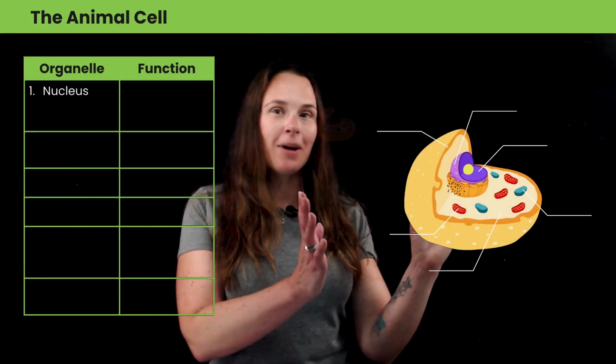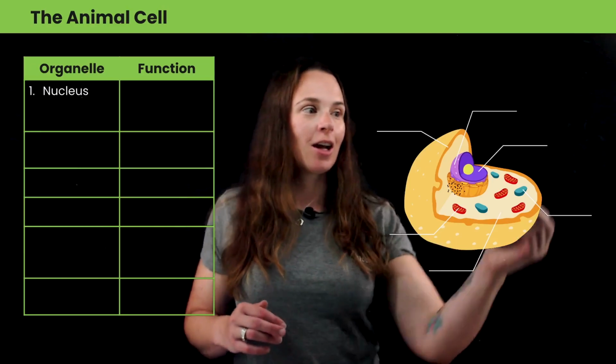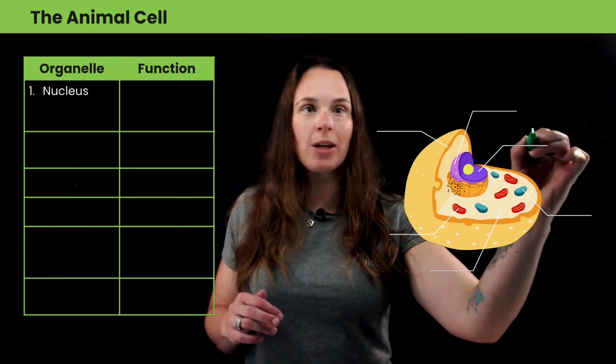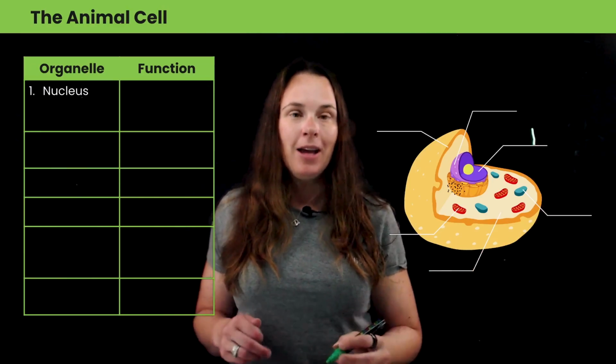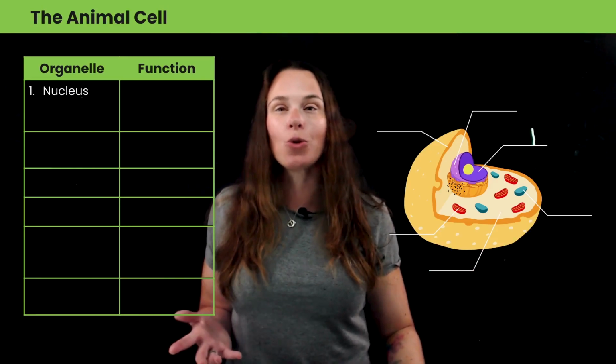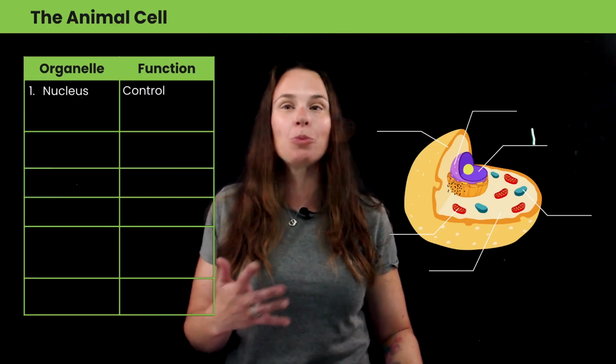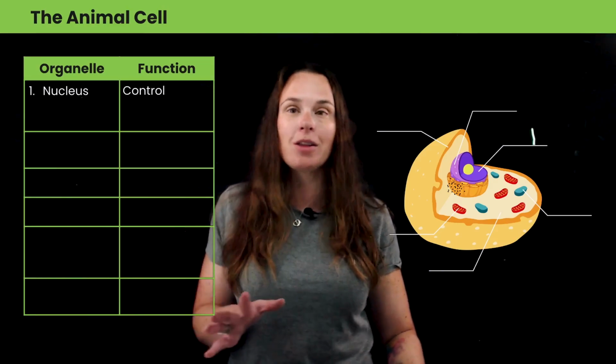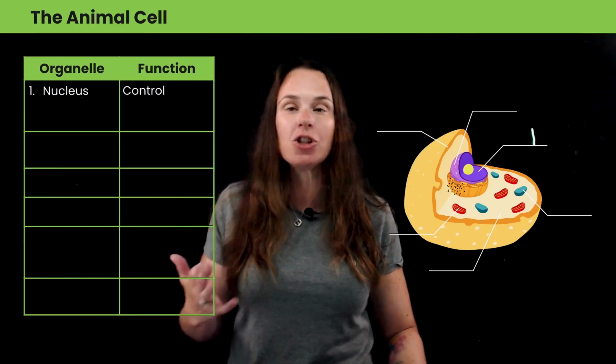So if I'm looking at my animal cell diagram here and I want to label it, the nucleus is right here. So I'll label it with a 1. So what does the nucleus do? Well, the nucleus is actually really cool. It is the control center of the cell. It is responsible for telling the cell organelles within the cell what their job is, what they need to do.